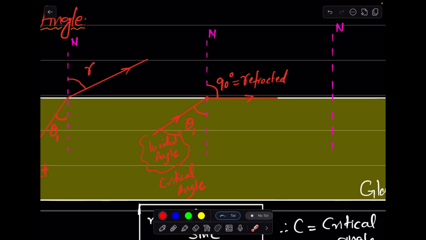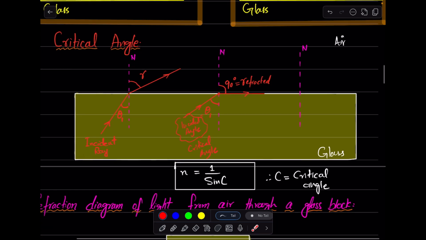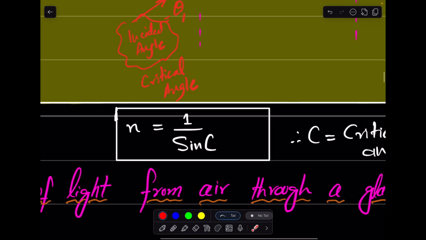So don't be confused between the angle of incidence and the refracted angle. The critical angle is the incident angle, but it is the angle at which the refracted angle should be 90, and the ray of light should move parallel to the boundary. And for this angle, the relation we have is n = 1 / sin c. This relation we will use. What is n? This n is the refractive index of the medium, and c is the critical angle.